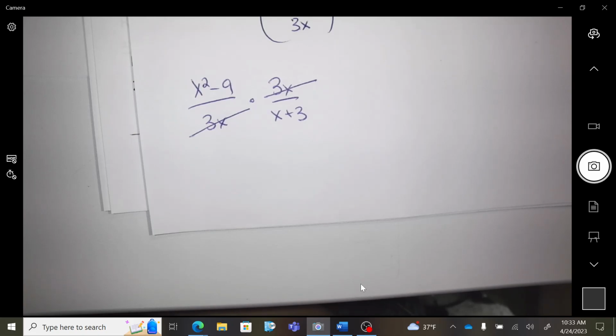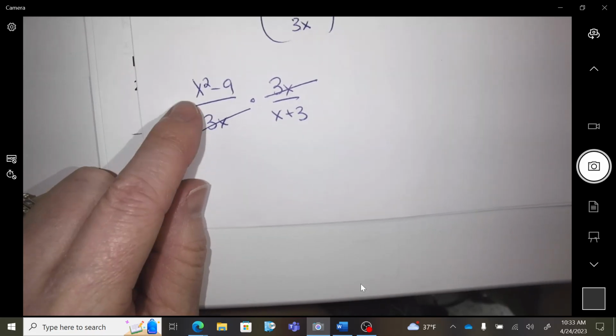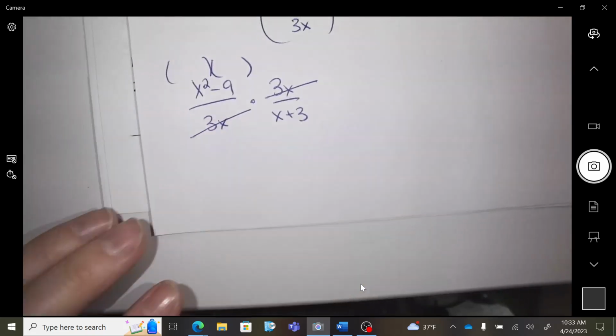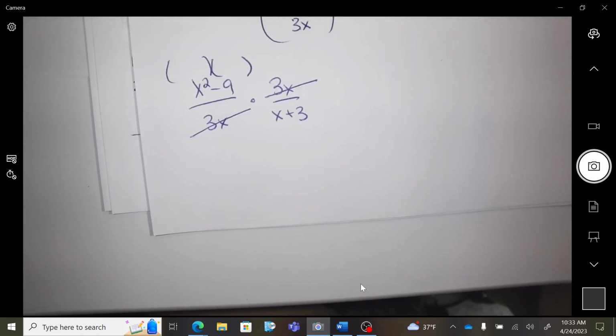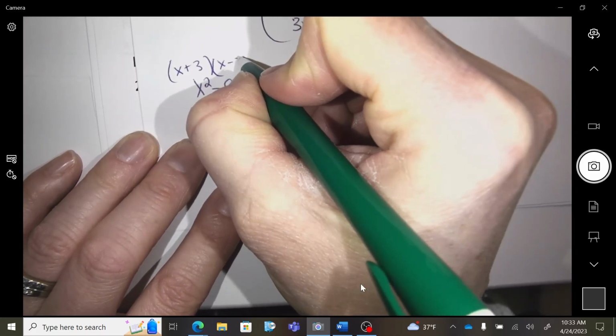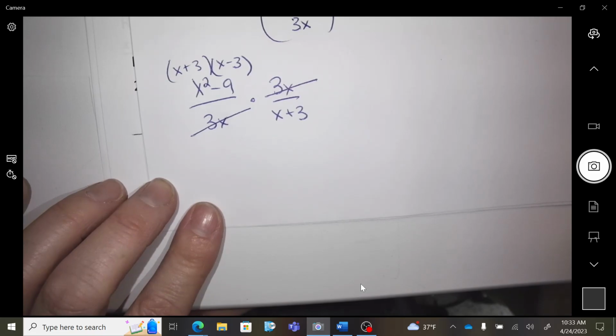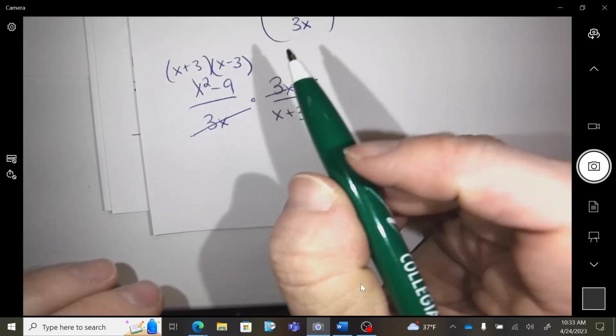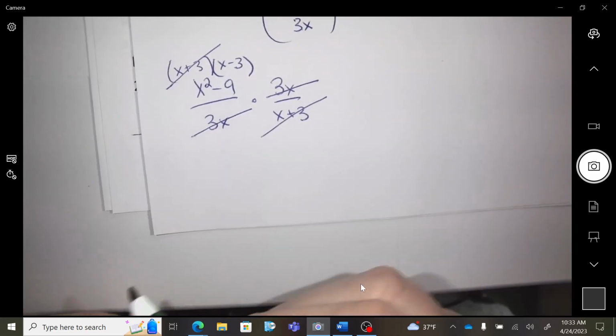Okay, there is something I can do yet. What do you recognize here? Difference of squares. So I can break that down into multiples. So x plus 3, x minus 3. Then what happens is a multiplier can cancel a multiplier, top, bottom.